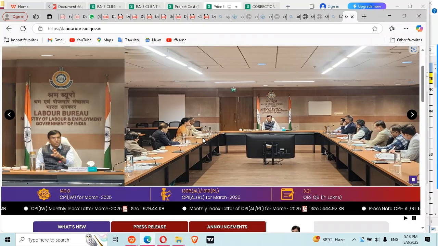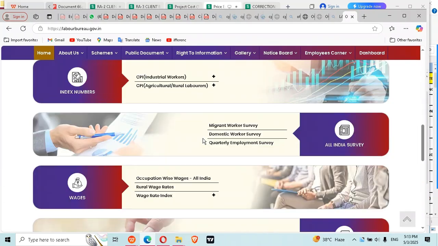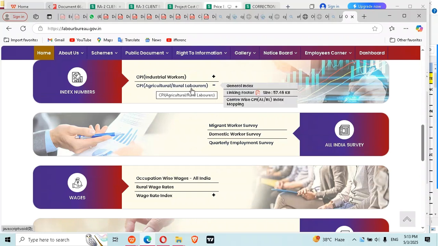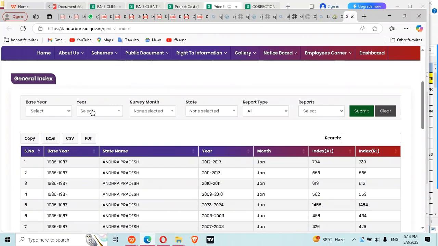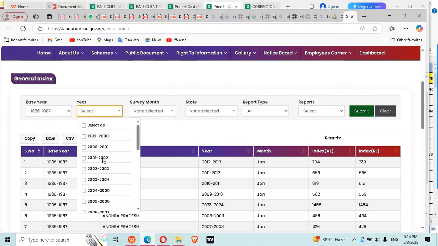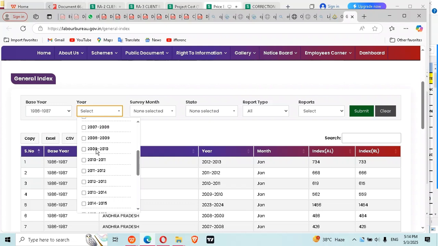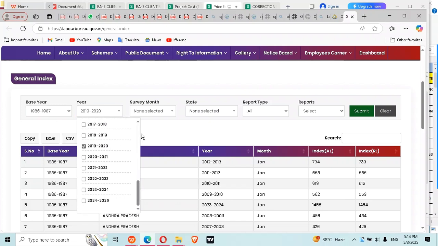Just come here to this website and then come to CPI Agricultural and Rural Laborers, and click here on General Index. What is the base price? This is the base price. What is the year? First of all, 2019 to 2020. Select this one.